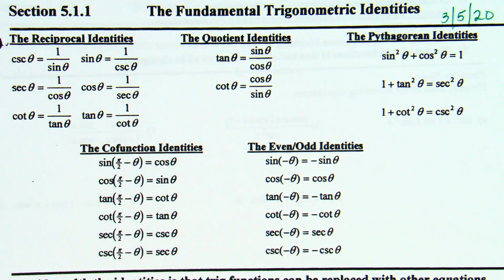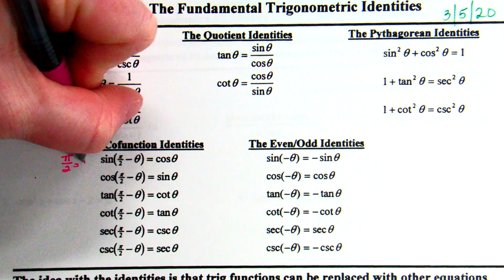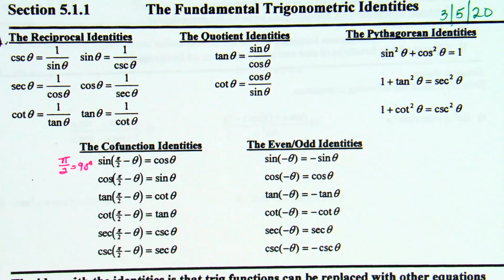90 degrees also, yes? So if it's written in radians, you're going to see pi over 2 minus theta in your parentheses. If it's written in degrees, remember that pi over 2 is 90 degrees. So these cofunction identities could also say the sine of 90 degrees minus theta equals cosine theta. Okay? And then we also have our even and odd identities.